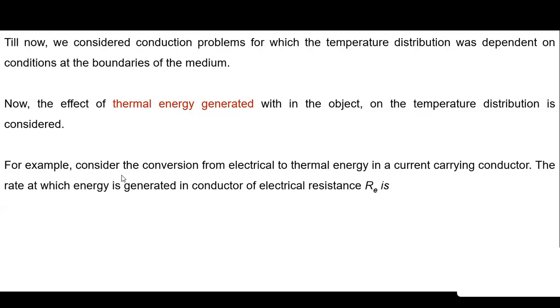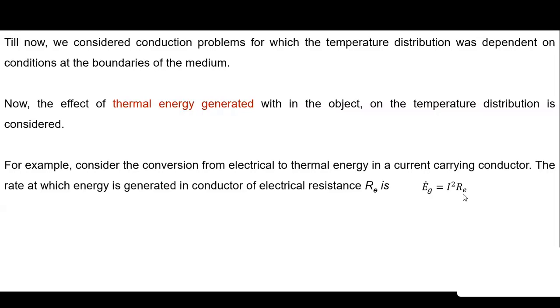For example, consider a conversion from electrical to thermal energy. Now, how is this thermal energy getting generated? As usual, whenever thermal energy or heat is getting generated, it is actually getting converted from some form, maybe like electrical energy. Electrical energy, because of the resistance offered by the current carrying conductor, is getting generated inside the conductor, and the rate at which the heat is generated in the conductor of electrical resistance Re is the rate of generation, that is E dot G is I square Re, where I stands for the current.